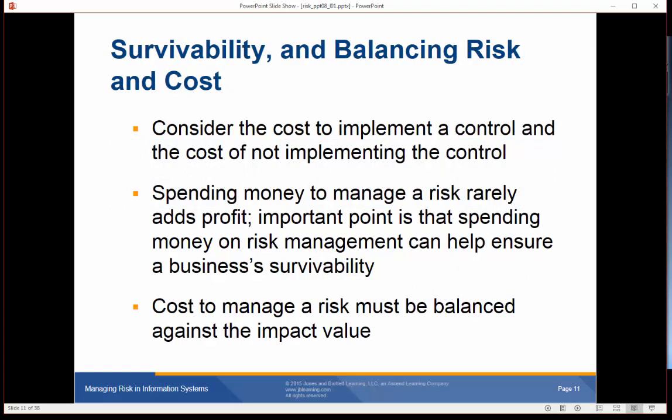So, survivability and balancing the risk and cost. Every organization needs to consider the cost to implement a control and the cost of not implementing the control. And so you weigh your good and your bad, and is it cost effective, or will this cause other things to become non-functional, which means you have to modify other things. And so spending money to manage a risk rarely adds profit.